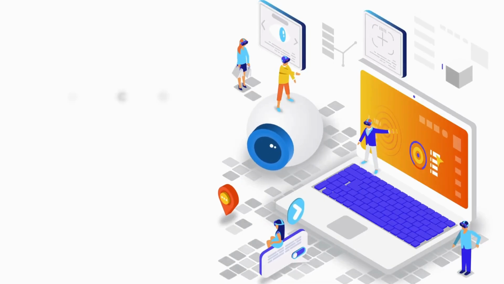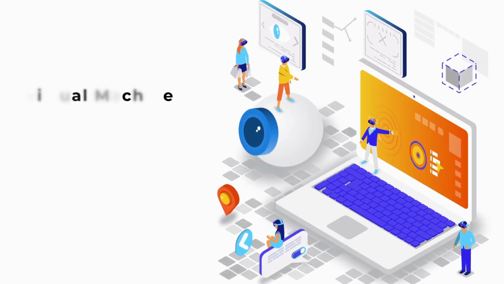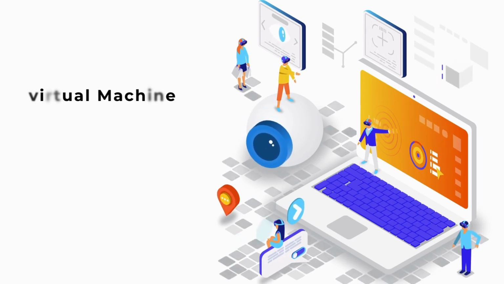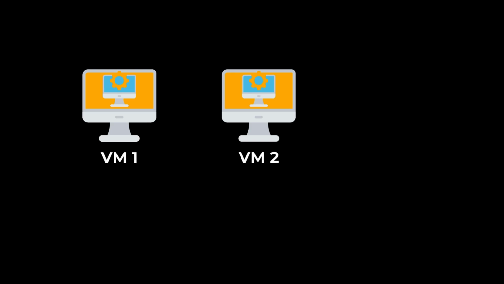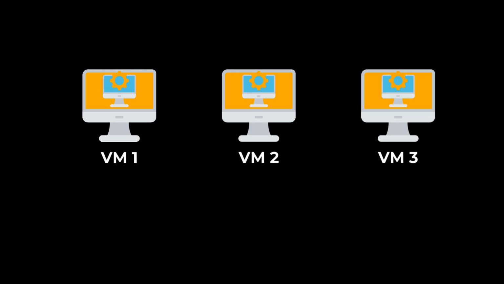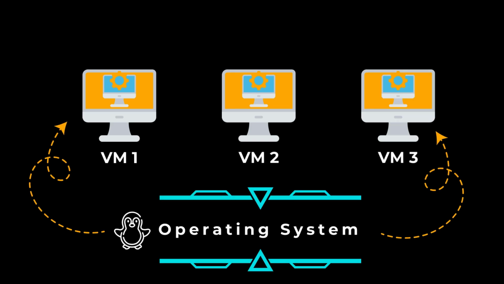One solution is a virtual machine, which simulates hardware and runs its own OS with the necessary dependencies. This allows multiple apps to share the same infrastructure. However, VMs can be slow and resource-heavy since each one needs its own OS.